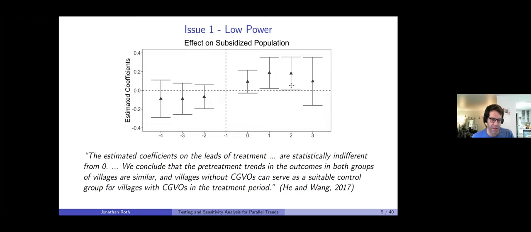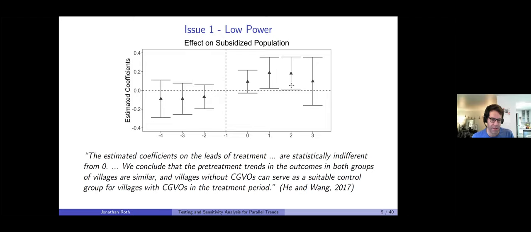Any questions on that? So that was issue number 2. And then issue number 3 is, well, suppose we fail the pretest. So we do have enough power to detect a significant pretrend. Then what happens? Here is an example of something that's rare, which is someone publishing a paper where they show that they failed the pre-trends test.